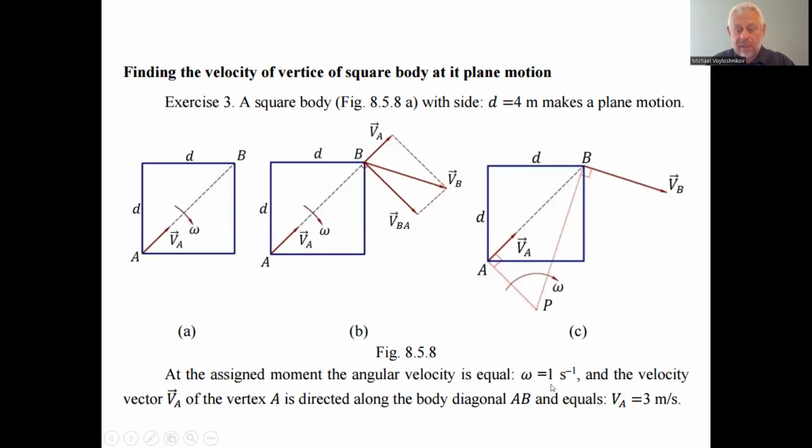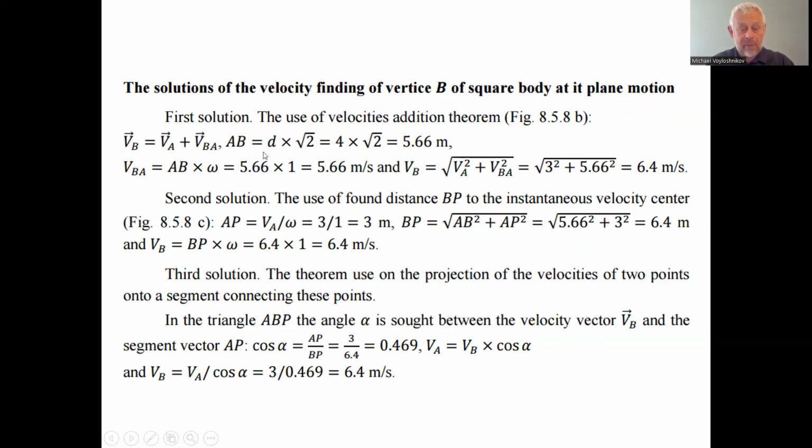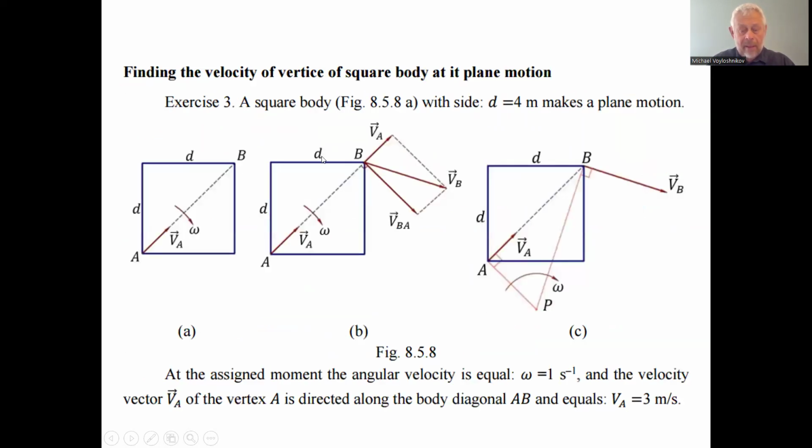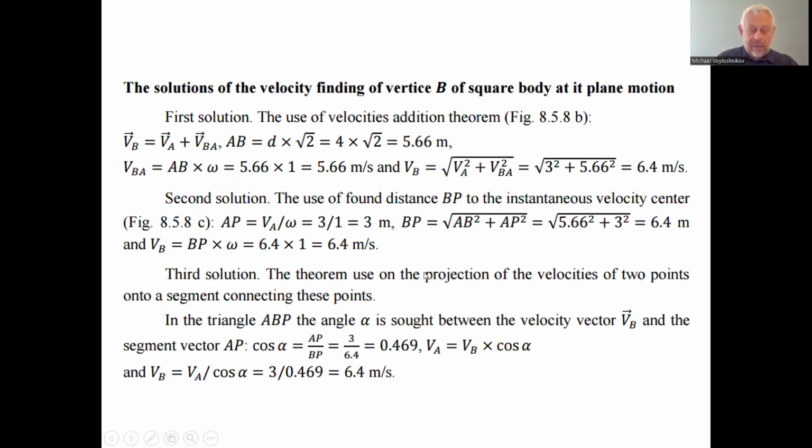Excuse me, omega is assigned 1, and AB is 5.66 meters because it is the diagonal of the square, and the side d is assigned 4 meters. Okay, second solution. The first decision is 6.5.